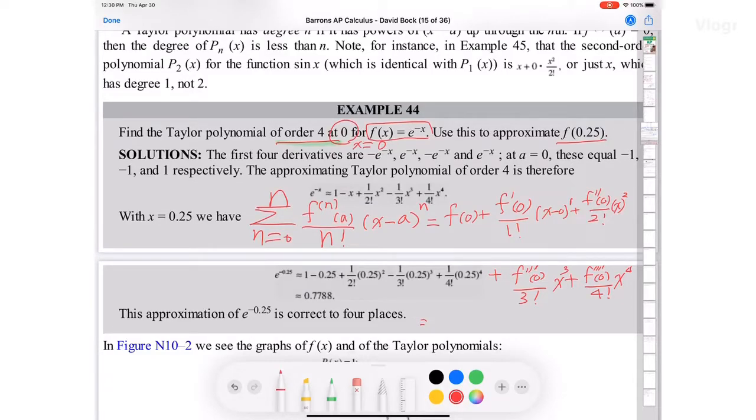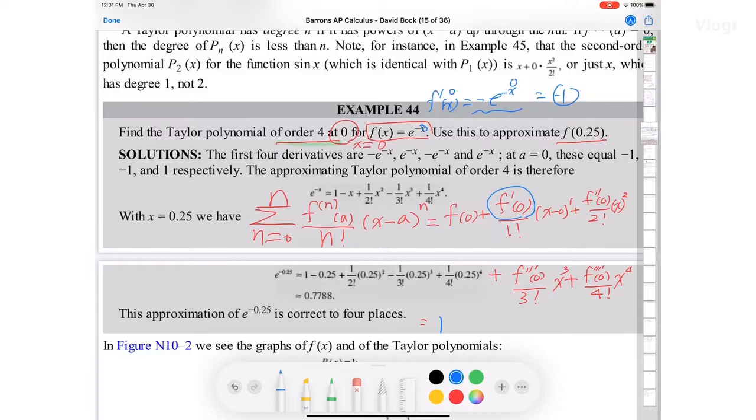Okay, f of 0: plug in 0 for x here. The e to the 0 power is 1, so 1. And then f prime of 0. So what is f prime of x? F prime of x equals negative e to the negative x by the chain rule, right? And then plug in 0 for x. That means negative 1.